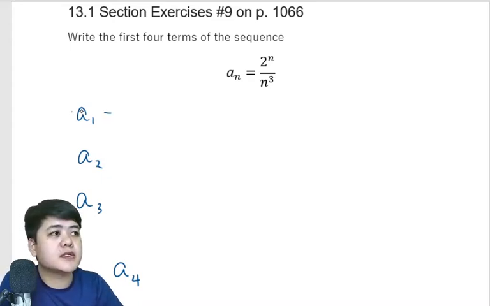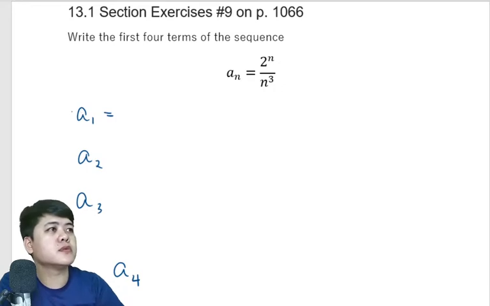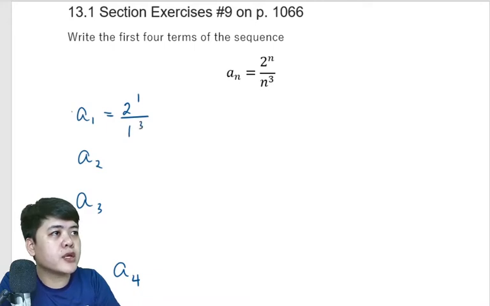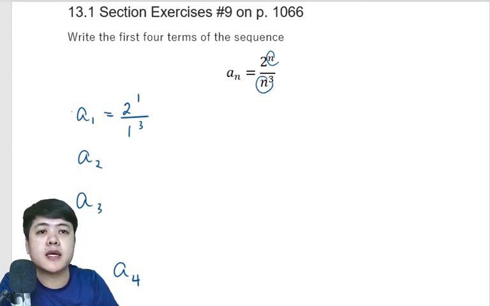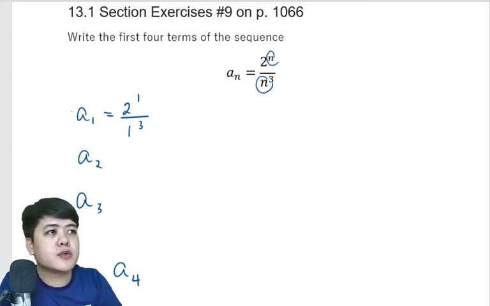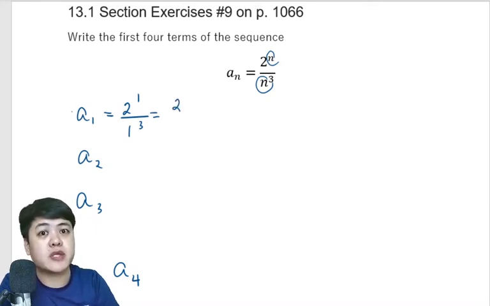Okay. For a sub 1, we have to substitute 1 to n. So, that's 2 raised to 1 over 1 cubed. Kita nyo? Yung n, pinalitan natin ng 1, and yung n dito, pinalitan din ng 1. So, 2 raised to 1, that's 2. 1 raised to 3, that's 1 times 1 times 1. So, 1 lang yun. Or 2. So, the first term is 2.